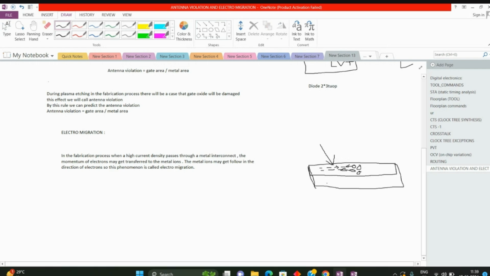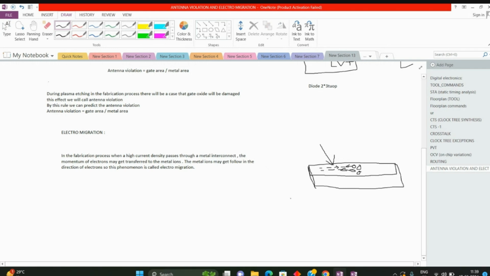So this is one of the ways. Either you need to increase the width of that metal layer, or the same thing we need to follow. We need to check what the length of that metal layer is. If it is more, then again we need to break that metal layer by using buffers and all. So like that also the problem will be solved.